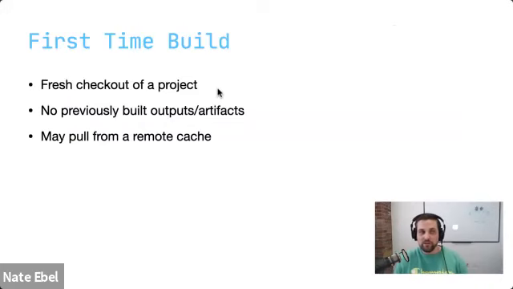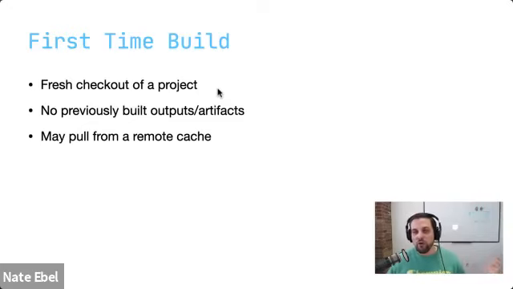So a first time build is the idea that we check out a fresh clone of a repo for the first time on our new laptop when we're setting it up. Or maybe we're checking out a fresh clone on a CI machine. So we don't have any build artifacts from previous runs. We maybe don't have a cache or anything. So we would expect this to be the slowest version of our build.